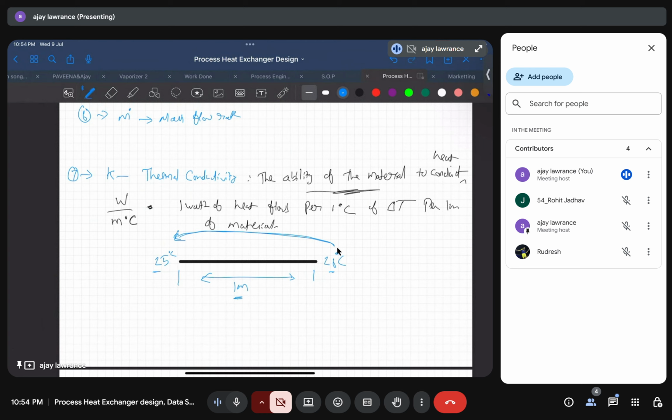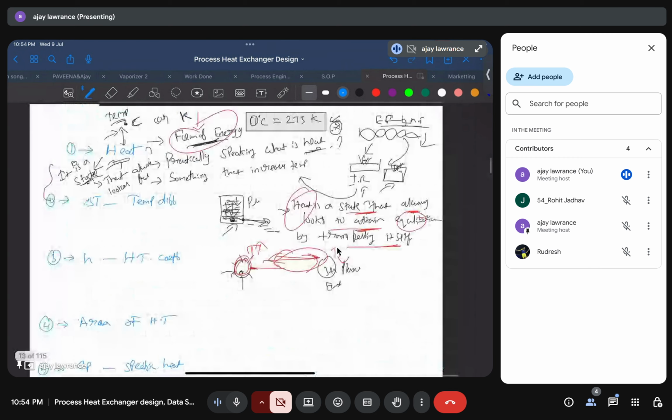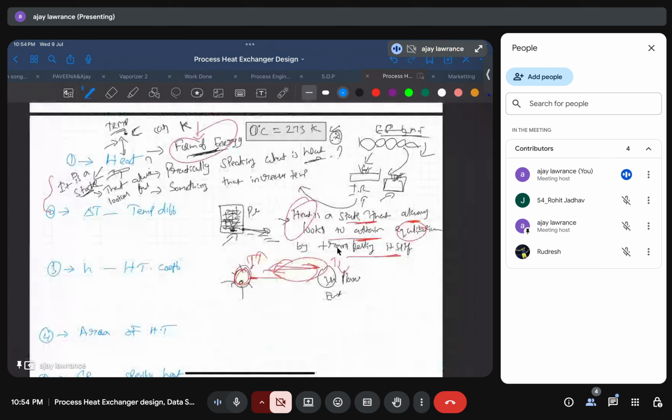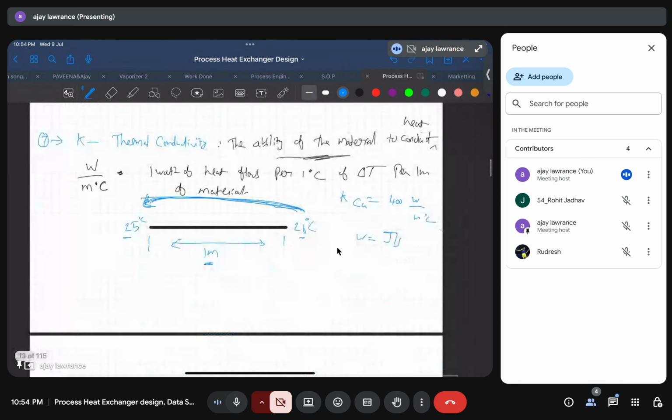For example, for copper, thermal conductivity will be 400 watt per meter degree Celsius, which means 400 watts, where watt is equal to joule per second. 400 joules of energy will be transferred from this position to this position every second. Joule per second is nothing but the rate of energy. So that is the capacity of copper.